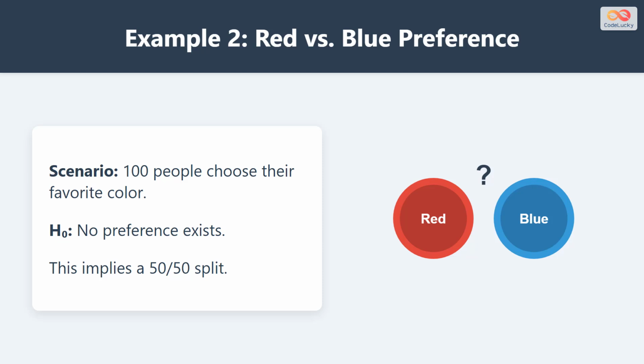Here is another example. Suppose 100 people are asked to choose between the color red and the color blue. If we assume there is no preference, meaning people like both colors equally, then the split should be 50-50.